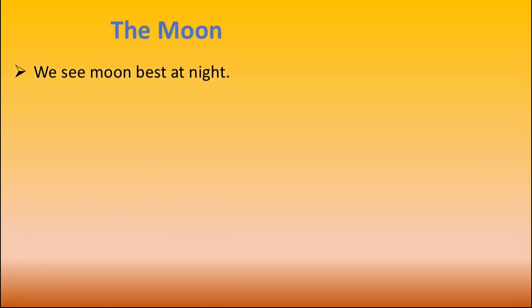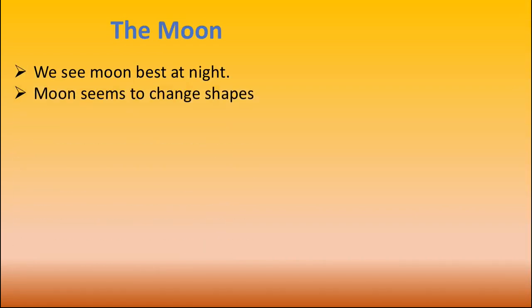The moon. We see the moon best at night. Yes, because there is no sun at night, so there are only small stars burning in the sky at that time, not the sun, so we can see the moon clearly, and the moon is reflecting light from the sun. So we see the moon best at night because the sky is dark.